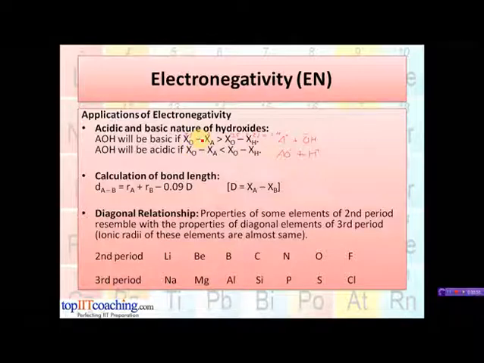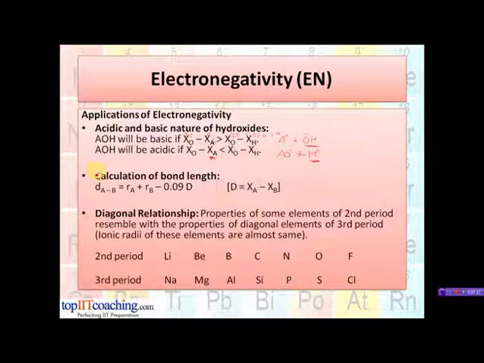Now in case the difference between the electronegativities of oxygen and A is more than 1.4, that is, the electronegativity of A is low, it will tend to lose its electron and therefore hydroxyl ions will be easily furnished in the solution and the hydroxide will be basic in nature. But if this difference is low, that is, the electronegativity of A is high, it will tend to attract the shared electrons towards itself and will form hydrogen ions in the solution.